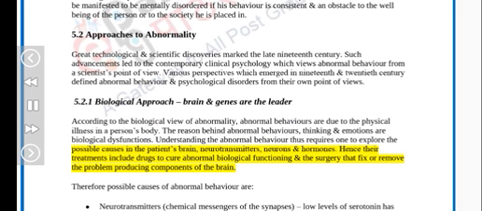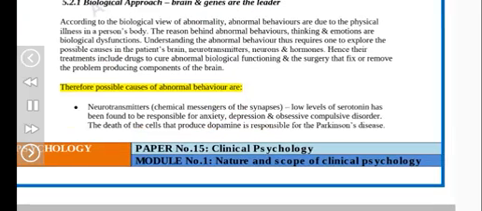Therefore, possible causes of abnormal behavior are neurotransmitters, chemical messengers of the synapses. Low levels of serotonin have been found to be responsible for anxiety, depression, and obsessive-compulsive disorder. The death of the cells that produce dopamine is responsible for Parkinson's disease.